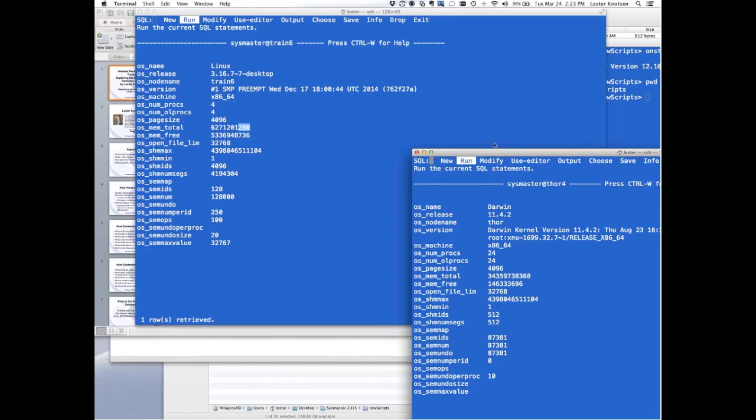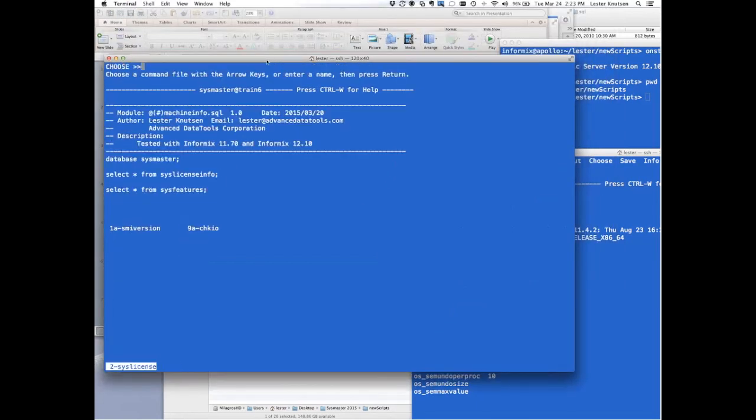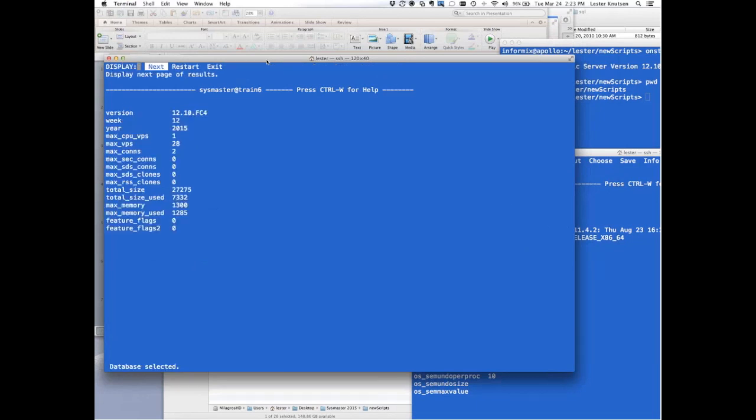Now I'm going to my training machine again, and I'm just going to show you both queries. These machines get rebuilt all the time. So it says what version of Informix, the week, this is the 12th week of the year. It's got 1 CPU. It's got 28 has been the max number of CPU VPs. And it goes back giving me a week-by-week snapshot of this machine until it runs out of data.